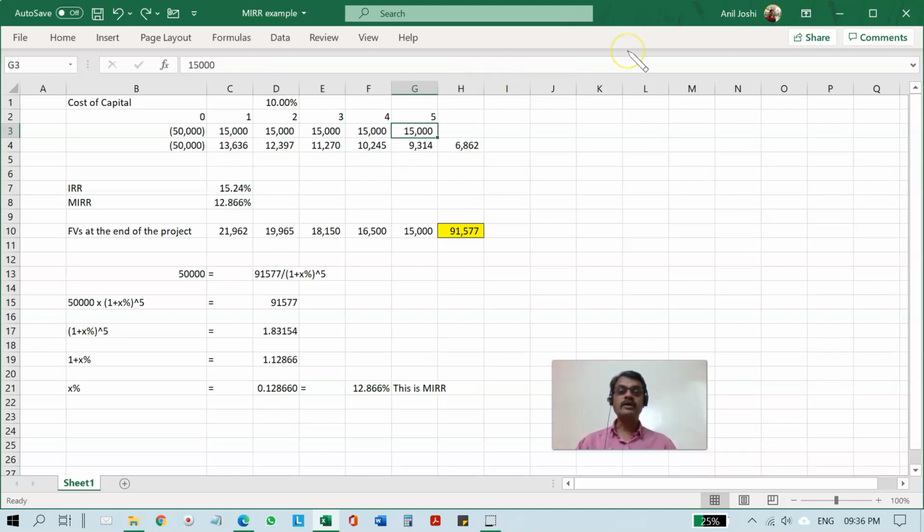At the end of year 5, we are getting 15,000 rupees. Whatever is the present value of that 15,000, right, when it gets reinvested in the project for 5 years, you get 15,000 rupees. How do you get 15,000 rupees? By assuming that it will give you returns equal to 15.24%.